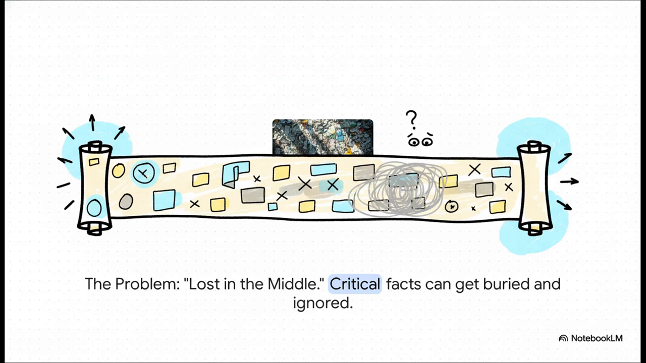All right, on to our third upgrade. And to get this one, you need to know about a really weird quirk with these big AI models. It's called the lost in the middle problem. Turns out, when you give an AI a long document to read, its attention is sharpest at the very beginning and at the very end. That means that a crucial fact buried right in the middle of the text can be completely missed.